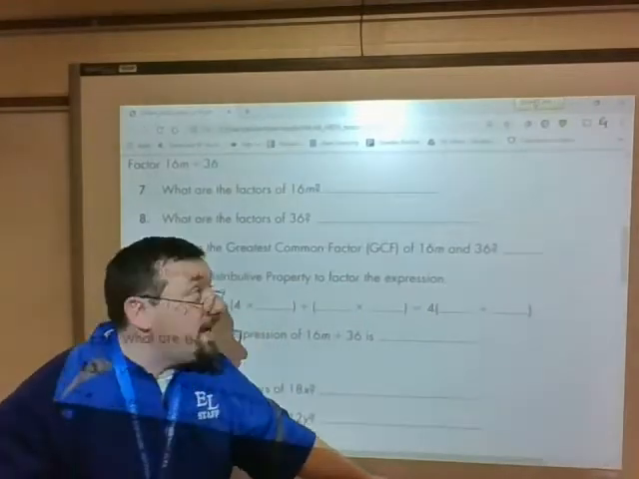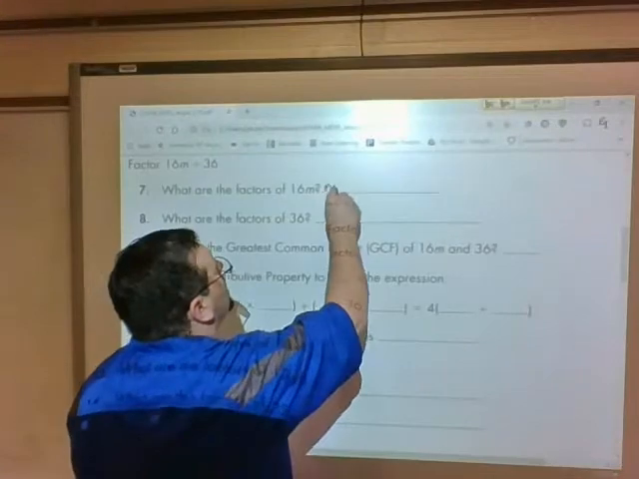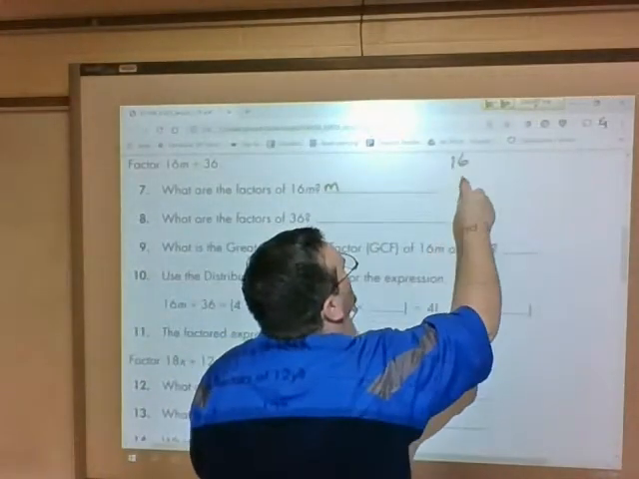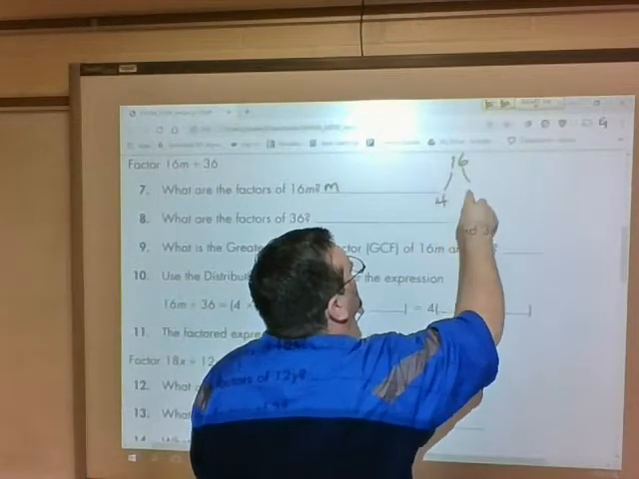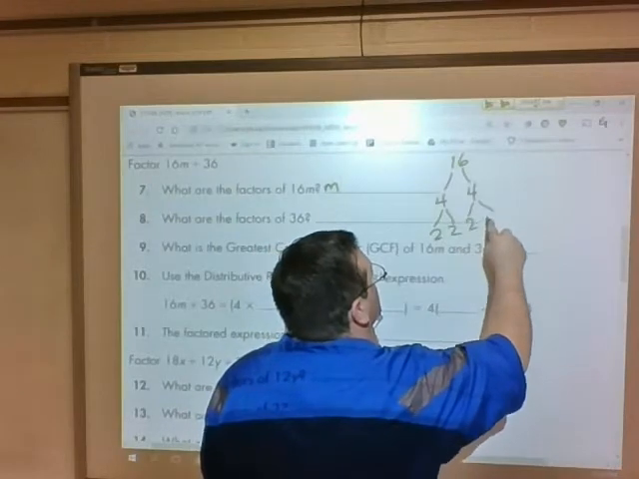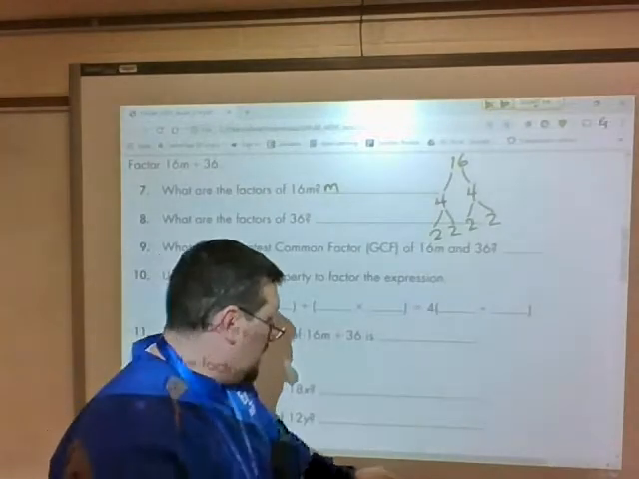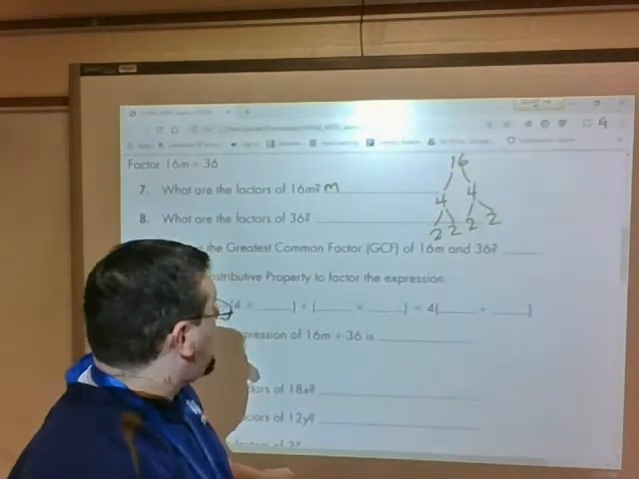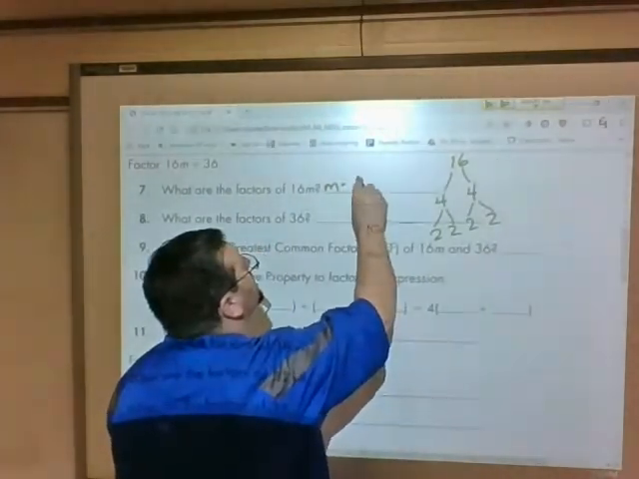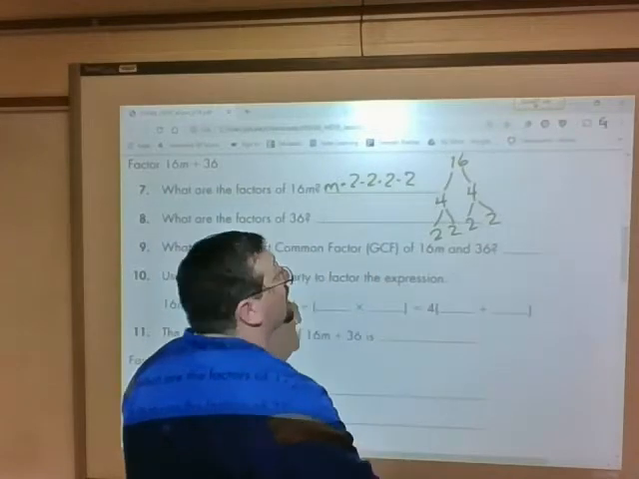What are the factors of 16m? Well, first of all, m, because I can't do anything with that. For the factors of 16, I'm going to go with 4 times 4, and then factor those 4s down to 2 times 2 times 2 times 2. That's 16. So the factors are m times 2 times 2 times 2 times 2. I can go ahead and get rid of that tree.